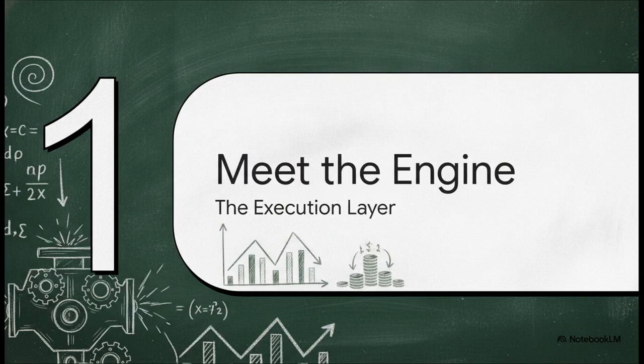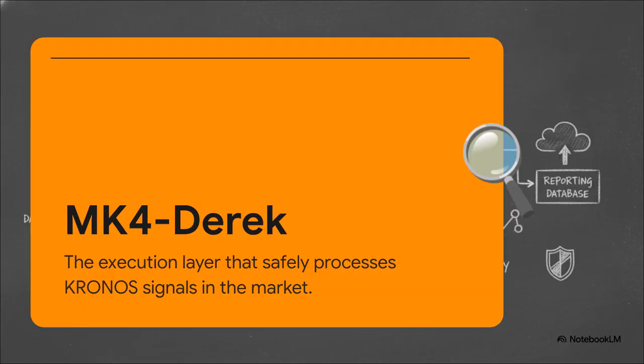All right, Section 1, meet the execution engine. So, what exactly is it? MK4 Derrick is the execution layer that takes Cronos' trading signals and executes them safely. Now, I want to emphasize that word, safely. That is the foundational premise of absolutely everything we're going to cover.